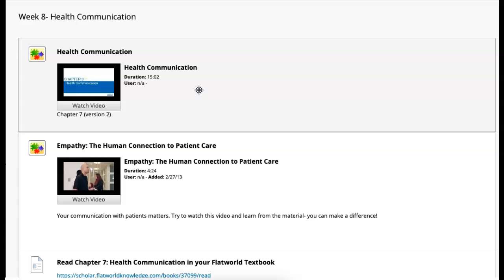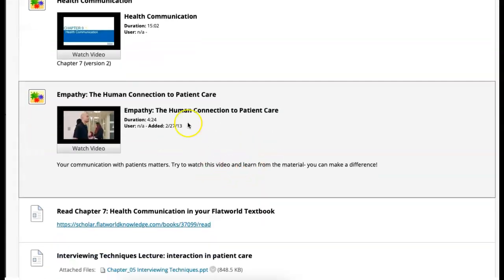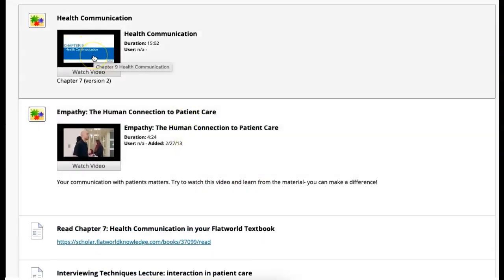It's chapter 7 in the new textbook, which is totally fine. There are no differences otherwise. Of course, this is version 2, so make sure you read chapter 7, health communication, in your Flat World textbook. When we're doing the lecture, it'll say chapter 9, but it's really chapter 7, so don't worry about that. That's the only difference. Otherwise, there are no changes. I'm not sure why; they just moved some chapters around.